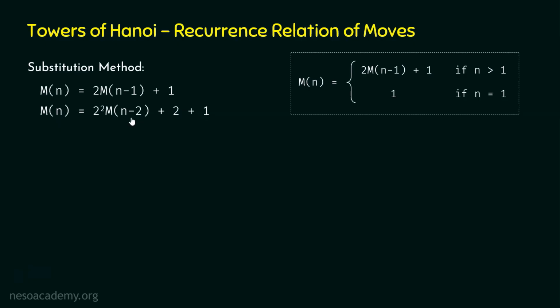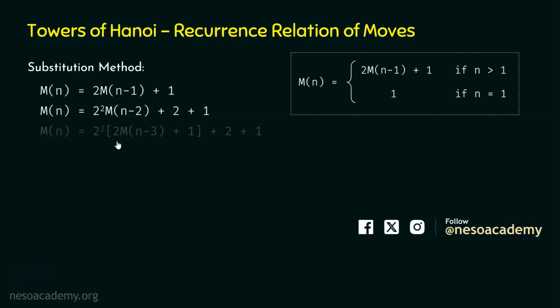Now what's next? We can similarly substitute m of n minus 2 by 2 times m of n minus 3 plus 1. How is it the case? Here we are replacing n by n minus 2. We will get 2 times m of n minus 3 plus 1. So let's replace m of n minus 2 by 2 times m of n minus 3 plus 1. The rest of the expression can be written as it is.